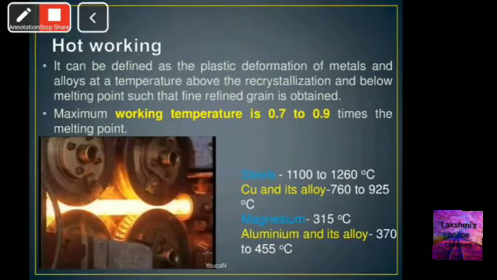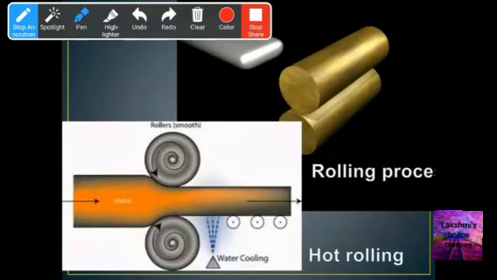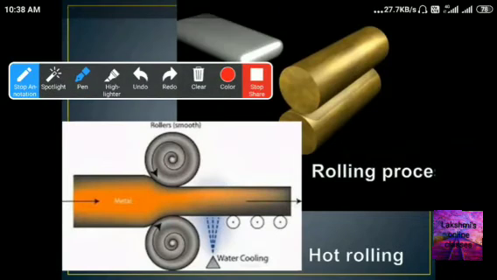Correct. So coming to this, this is the rolling workpiece. These are the rollers. These are the supporting ones. So this is the water cooling. This is hot rolling. So this is the rolling pressure, the rolling process.